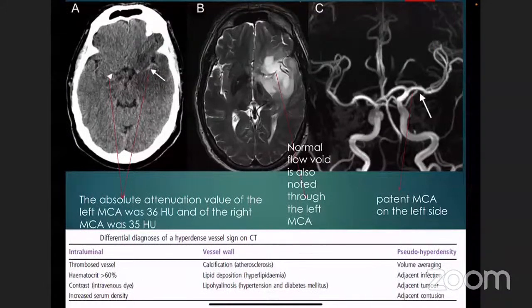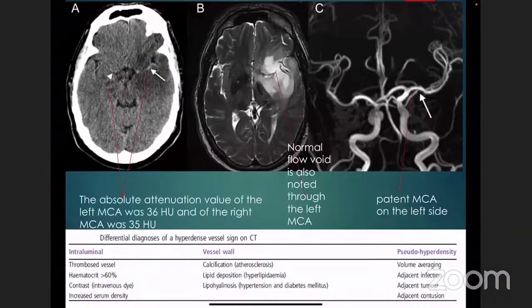As you can see in this picture, this patient has a hyperdense sign in the left middle cerebral artery, but the absolute attenuation value of the left MCA was 36 Hounsfield units, and of the right MCA was 35 Hounsfield units. So it's a pseudo-hyperdense vessel. In the right picture, the MRA showed a patent MCA in the left M1.